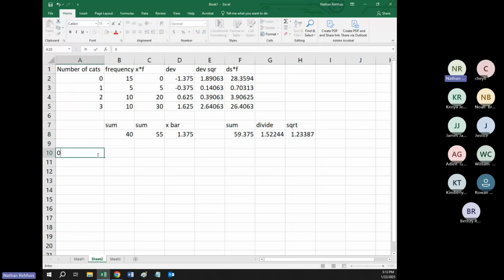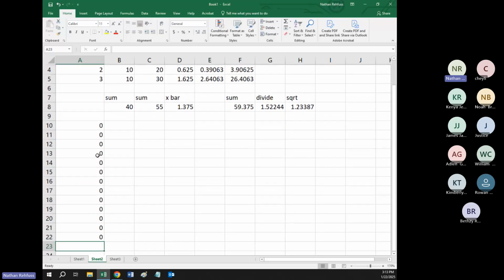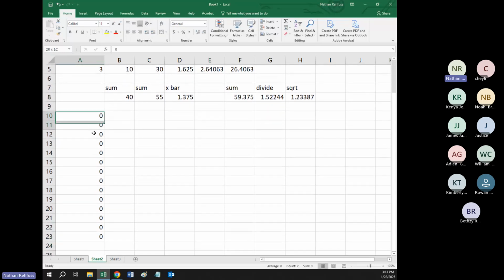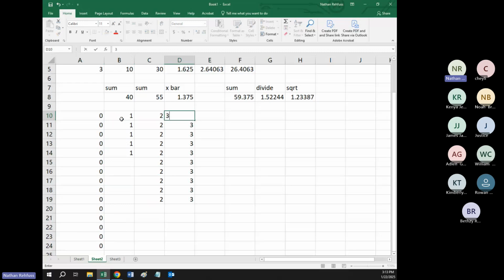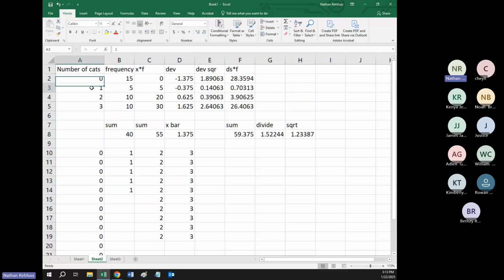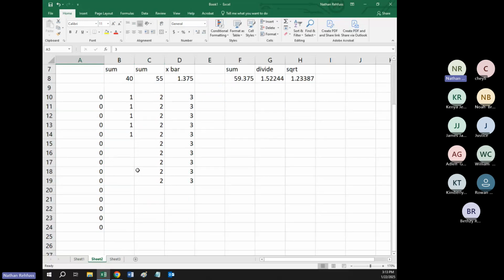But if I just type in 0, 15 times, let me highlight those and make sure that's 15. Oop, that's 14. I need one more 0. There's 15 zeros. Here's 5 ones. That's too many. There's 10 twos, and here's 10 threes. This is the low-tech way to get the same answer. I manually typed 15 zeros, 5 ones, 10 twos, and 10 threes.